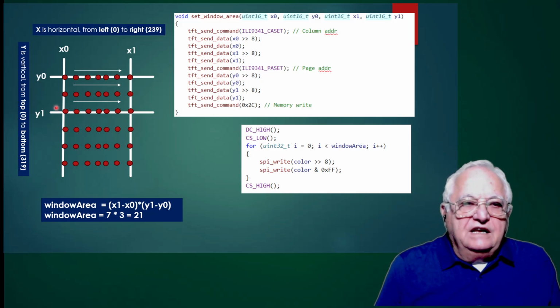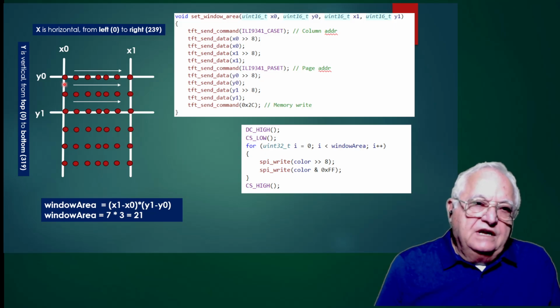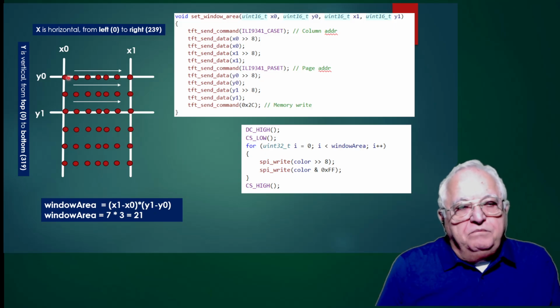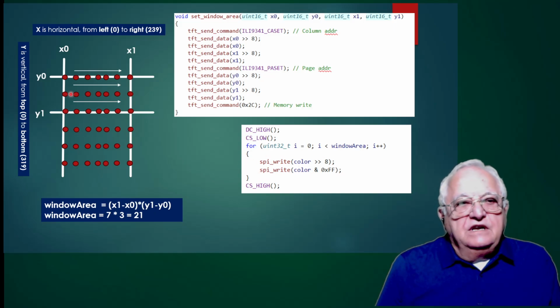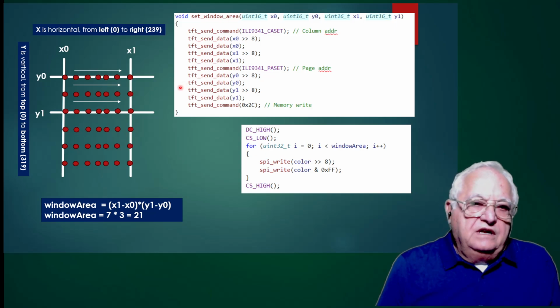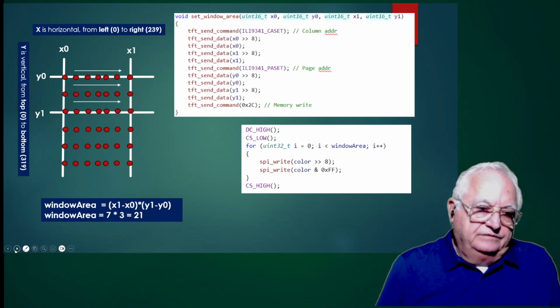So you select the area first, and then you start sending data, which is the color that you want each of the LEDs, the pixels, to come on. And this is just going to keep going according to how much data you send it.